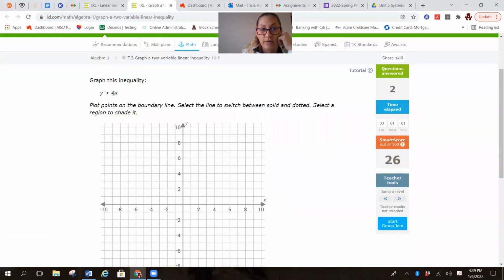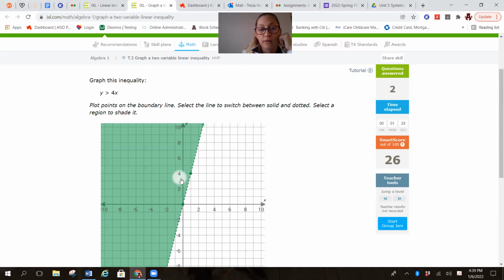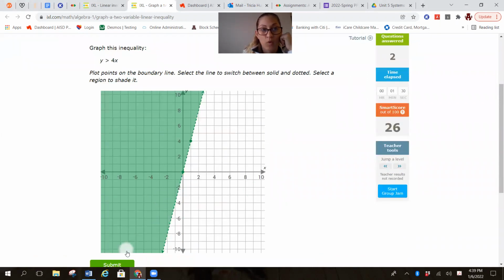Okay, so check this out. The y-intercept is 0. My slope is 4. I'm going to go up 4 over 1. As soon as you click it, it automatically makes it a solid line. But I know this line is not solid because it's not equal to, it's just greater. And greater means shade above the line. And there you have it. y is greater than 4x.